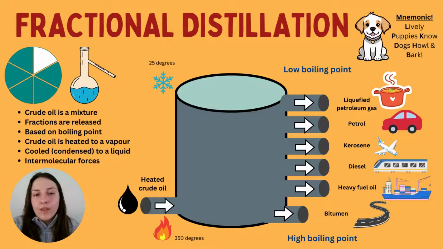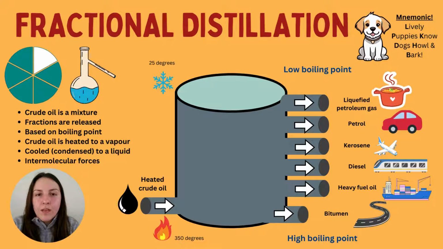So what you end up with is a range of different fractions. Liquefied petroleum gas would be tapped off first because it has the lowest boiling point. Then petrol, then kerosene, then diesel, then heavy fuel oil, and then bitumen. Now you need to know the order of these. One of the ways I like to do this is using a mnemonic. There are loads of different ones, but the one I've come up with is: lively puppies, no dogs howl and bark. This has helped me remember the order, but you also need to be aware of the uses of these as well. So we'll run through them together.